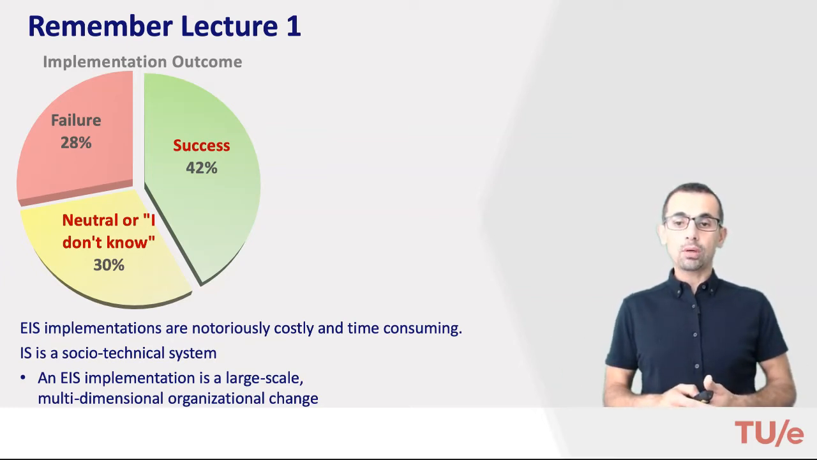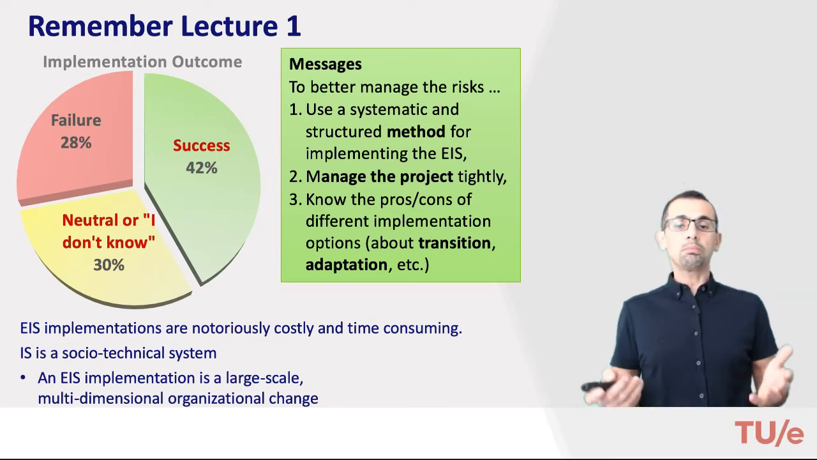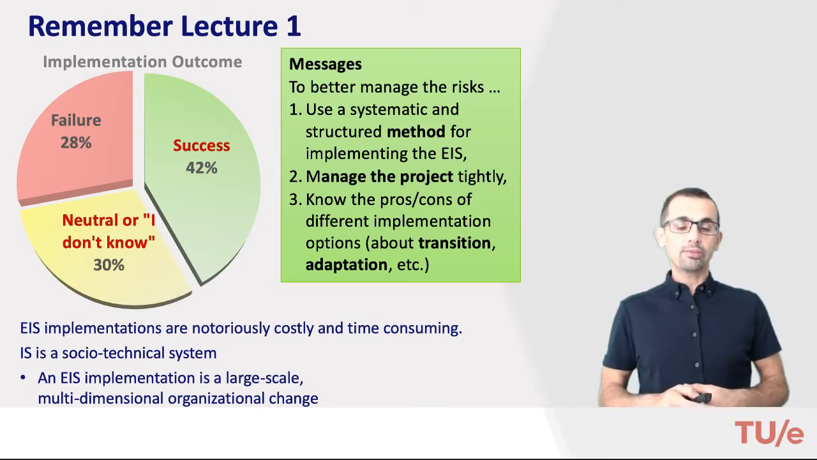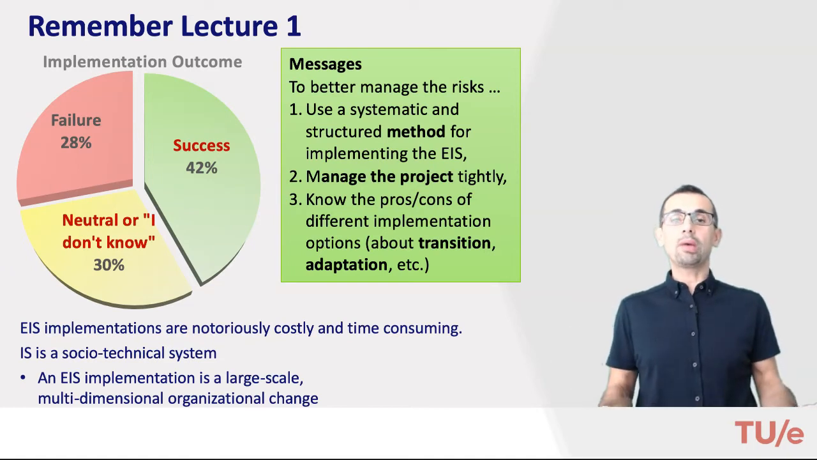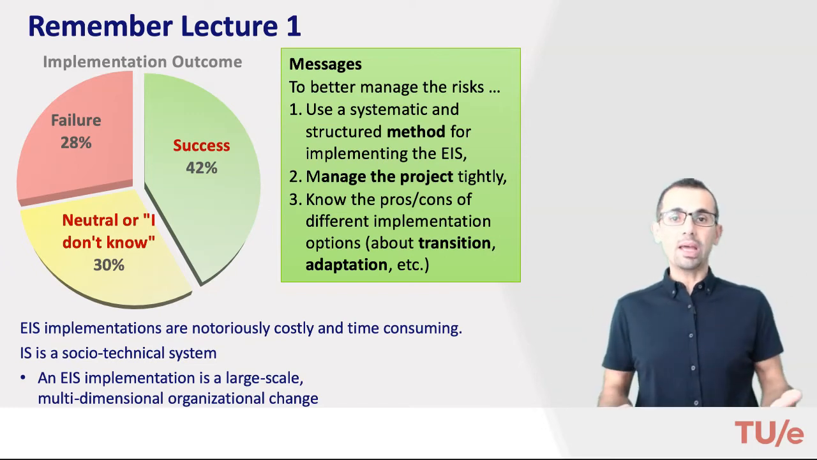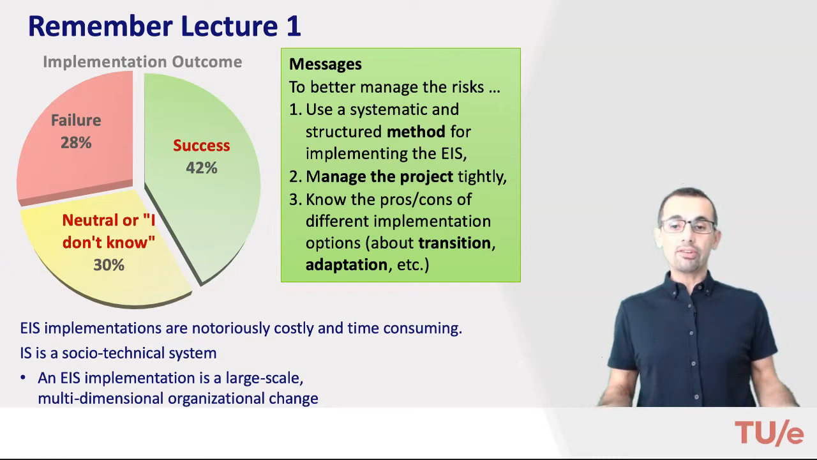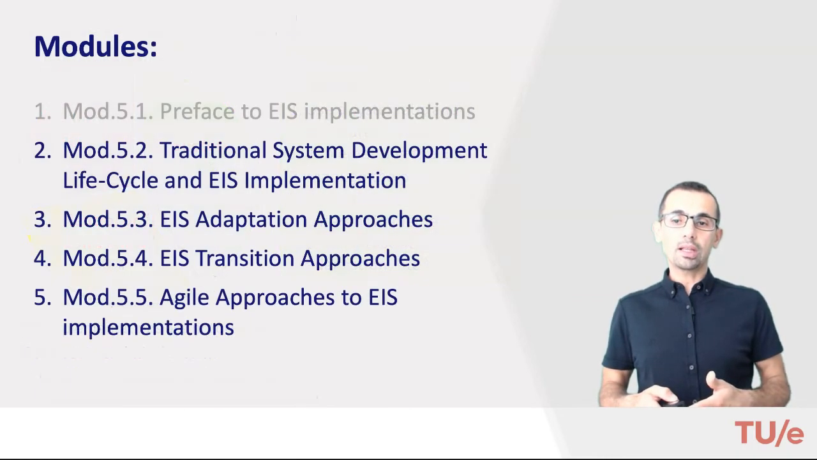So what can we do then? Quite many things, but to start with, use a systematic and structured method for implementing enterprise information systems, and also use such a method, structured and systematic, for managing the project itself, so that the risks that we discussed, many of them, can be at least minimized. And that's what, in fact, the coming video lectures will all be about, this particular issue.